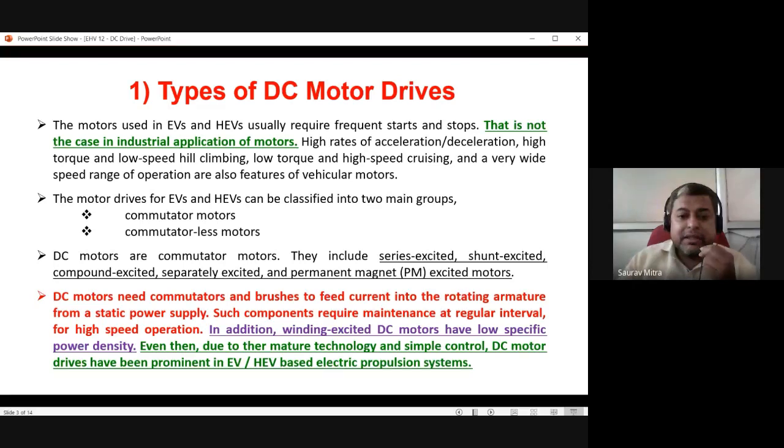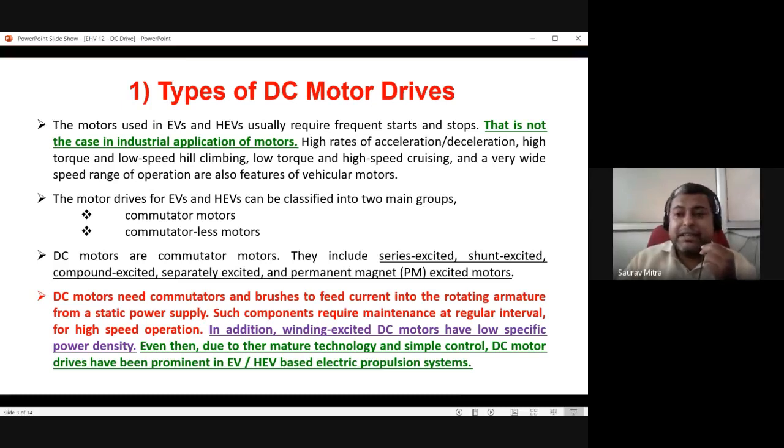The winding excited DC motor. Winding excited means this is called field winding. So field winding is producing the magnetomotive force, or the magnetic action. The winding excited DC motors have low specific power density because a lot of power is wasted in creating the magnetic field. But without magnetic field, the motor will not run.